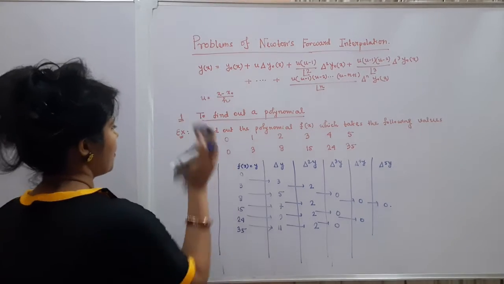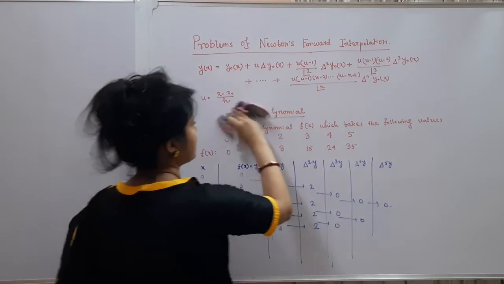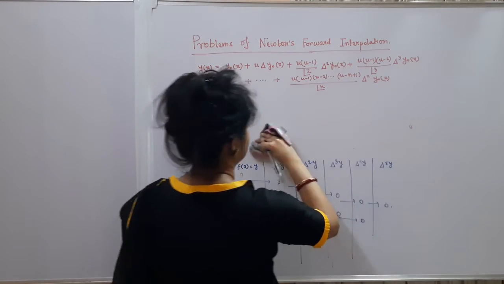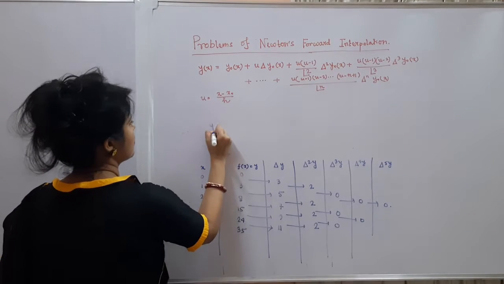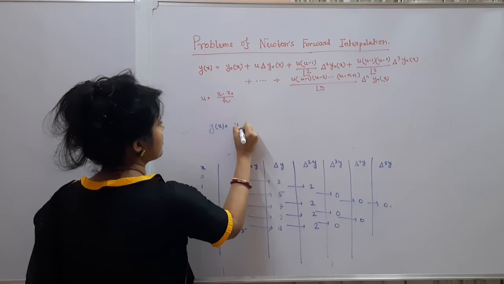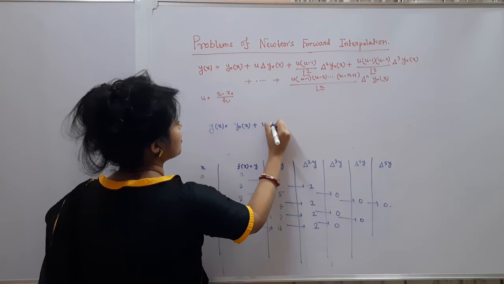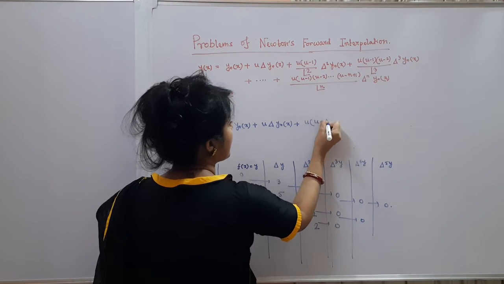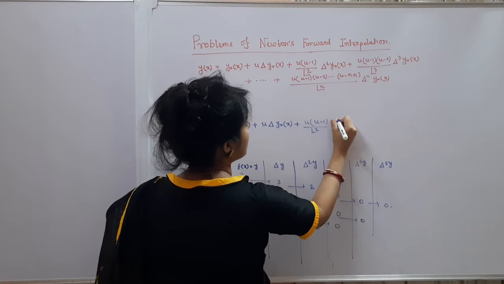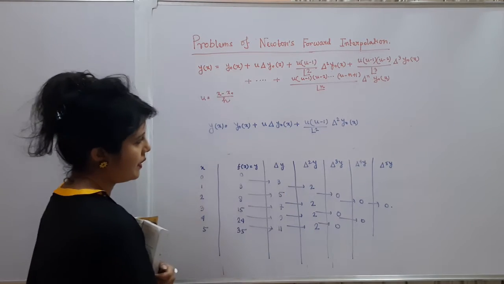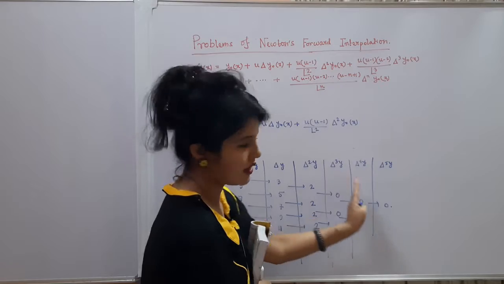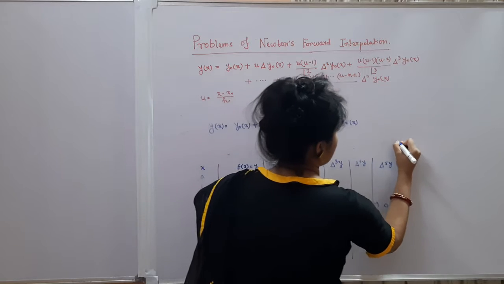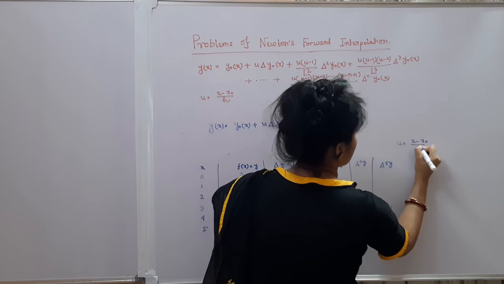using the formula, the polynomial will be yx equal to y0x plus u into delta y0x plus u into u minus 1 by factorial 2 into delta square y0x. Okay, because after delta square y0x all the values are 0, so you can stop up to this. Okay, now what is u? So u is equal to x minus x0 by h.